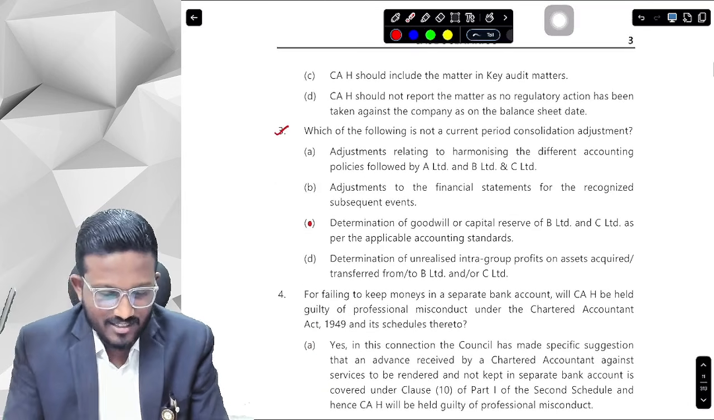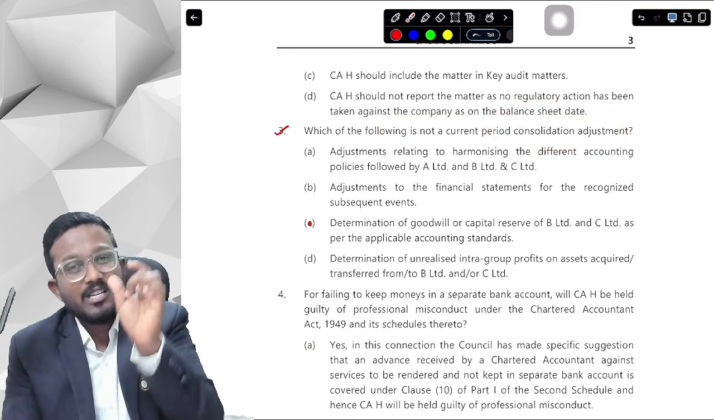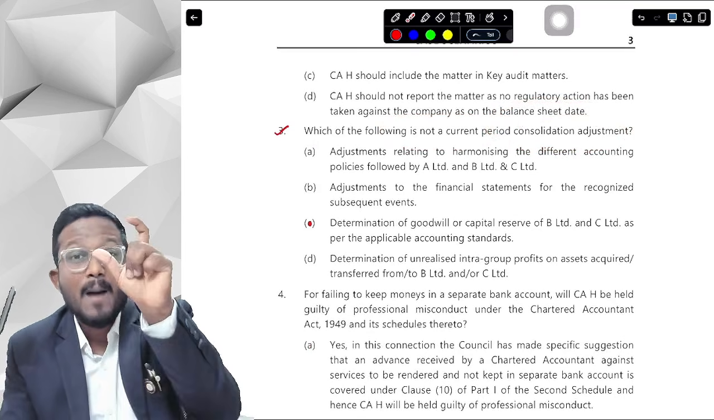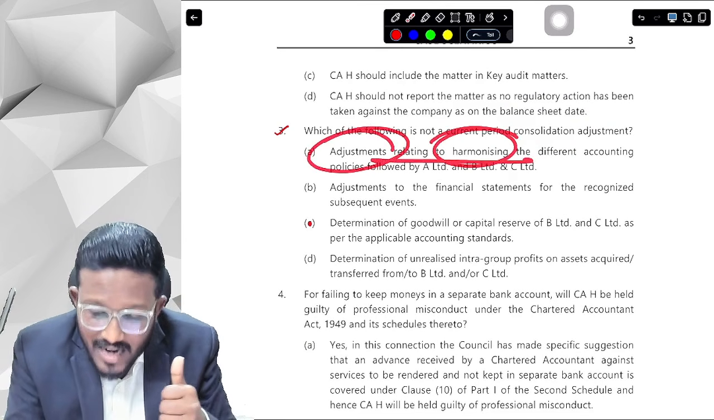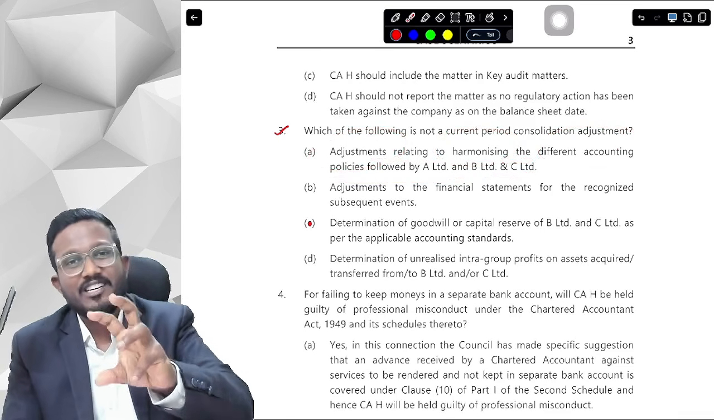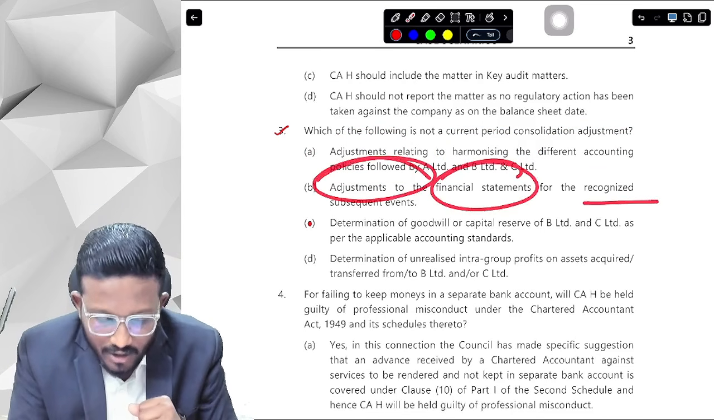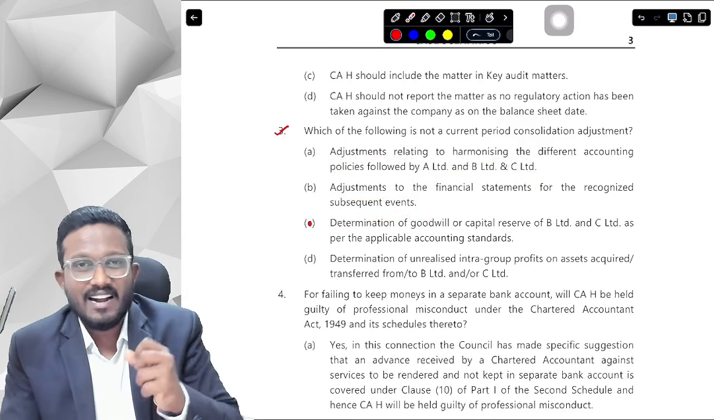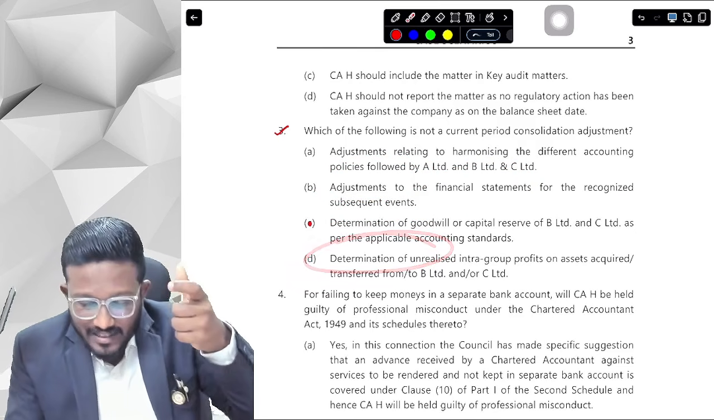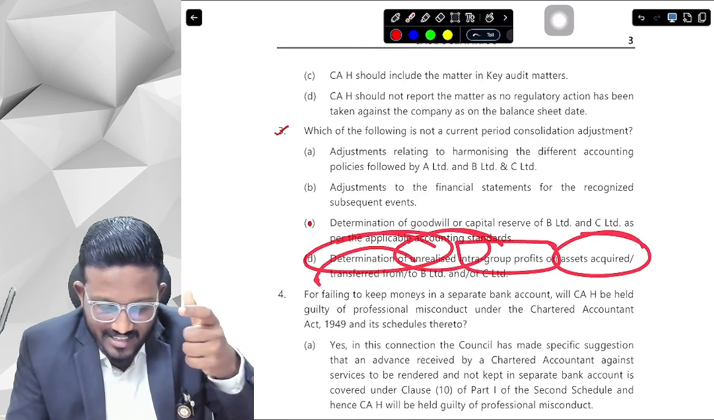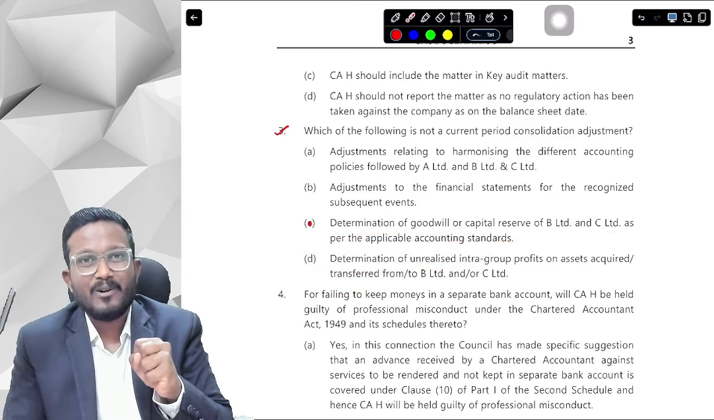Okay, yes sir. Let's go to the third question. It says, which of the following is not a current period consolidation adjustment? We will have to identify which is a permanent consolidation adjustment. First, adjustment for harmonizing the different accounting policies. Harmonization happens every year, so it is a current period adjustment. Second, adjustment to financial statements for recognized subsequent events. Subsequent events are identified every year, so it is a current period consolidation adjustment. Next, determining the unrealized intra-group profits on assets acquired or transferred to B or C Limited. It also happens every year, so it is a current period consolidation adjustment.